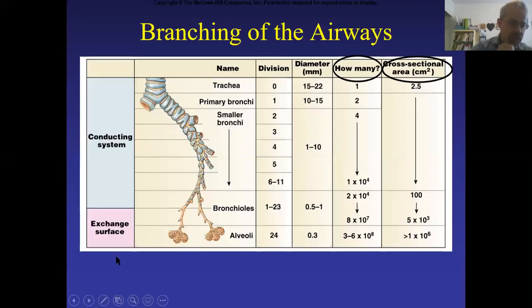We have the conducting zone and the exchange surface, or the exchange zone, or sometimes called the respiratory zone. The conducting zone refers to the part of the respiratory tract where we're just transporting the air, maybe filtering it, cleaning it up, but we're not moving it into the capillaries. It's only right around here where we have some of the smaller bronchioles and the alveoli where that air that's been filtered is now moving into the blood.